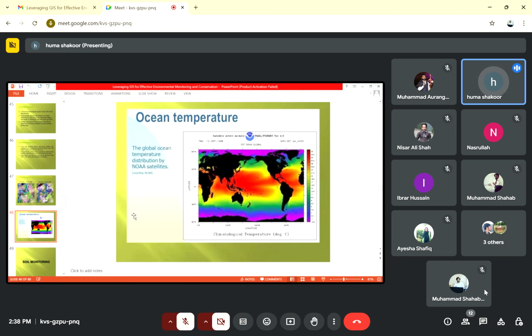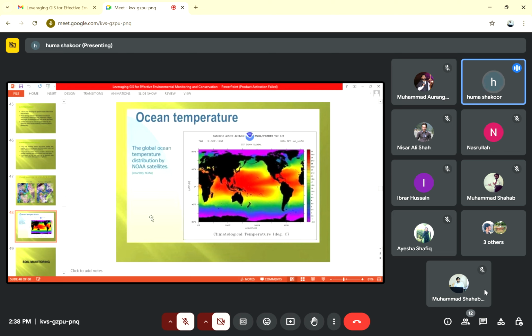How to find out the ocean temperature from the satellites? For this monitoring, for this investigation, we are using the NOAA satellite. Through the NOAA satellite, it senses the surface temperature of the oceans, and you get the data about the oceanic temperature.